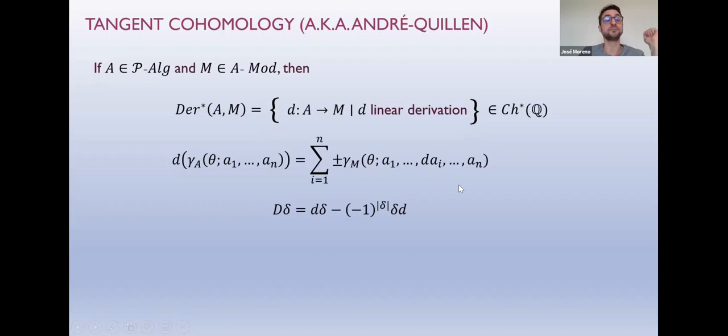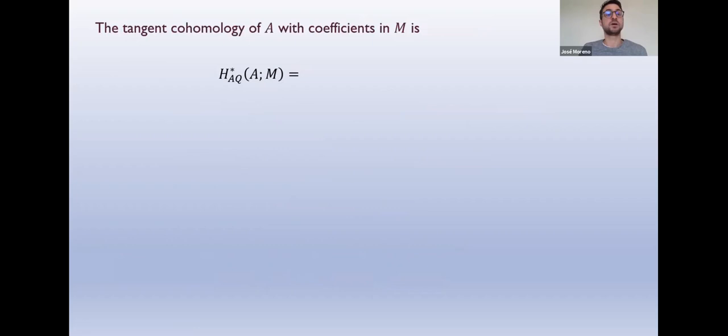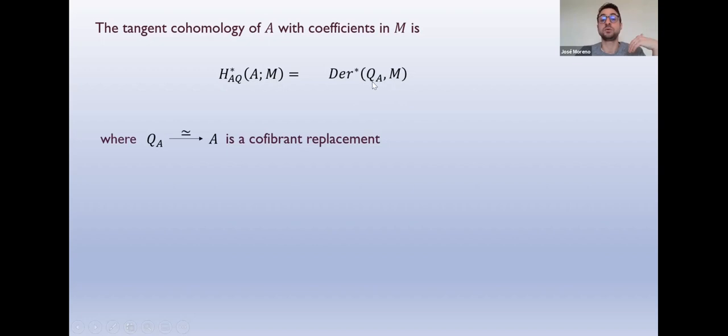So what is tangent cohomology? Tangent cohomology is the homology, in the sense of homotopical algebra, of the derivation functor when you fix the second variable. So you have to move your functor in the category of P algebras over A, which are morphisms from an algebra B to A. So the tangent cohomology of A with coefficients in M is some cohomology theory that I will compute. How do I do that? First you take a cofibrant replacement of your algebra, and then you build the derivation cochain complex by replacing A by the cofibrant replacement. M is naturally a module over this, and then you take homology, that's it.